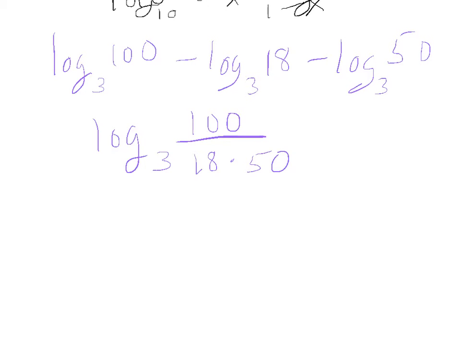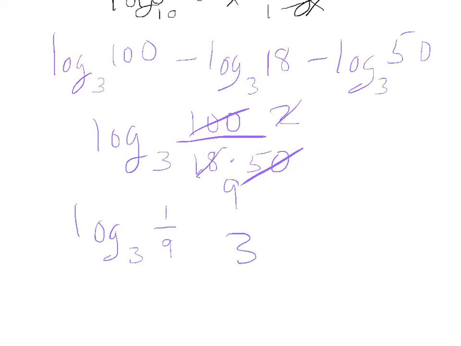So, let's see, 50 goes into 100 2 times, and 2 goes into 18 9 times. So this is log base 3 of 1/9. So this says 3 to what power is 1/9. And that's pretty easy. 3 to the x is, this is 3 to the negative 2, so x is negative 2. So the answer here is negative 2.